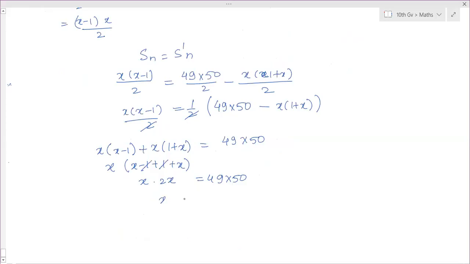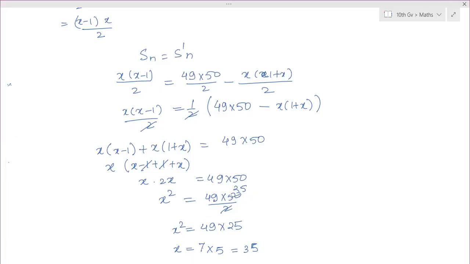So x square is equal to 49 into 50 by 2, so 2 into 25 here. So x square is equal to 49 into 25. What is the value of x then? The square root of 49 is 7, the square root of 25 is 5, so x is 35. So when you take the numbers from 1 to 49, at the 35th house, the sum of the numbers from 1 to 34 is equal to the sum of the numbers from 36 to 49.